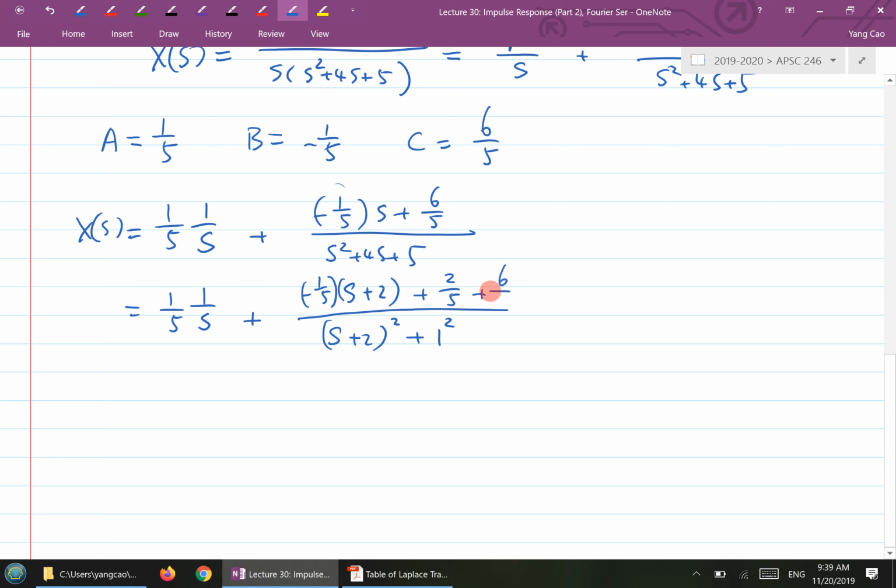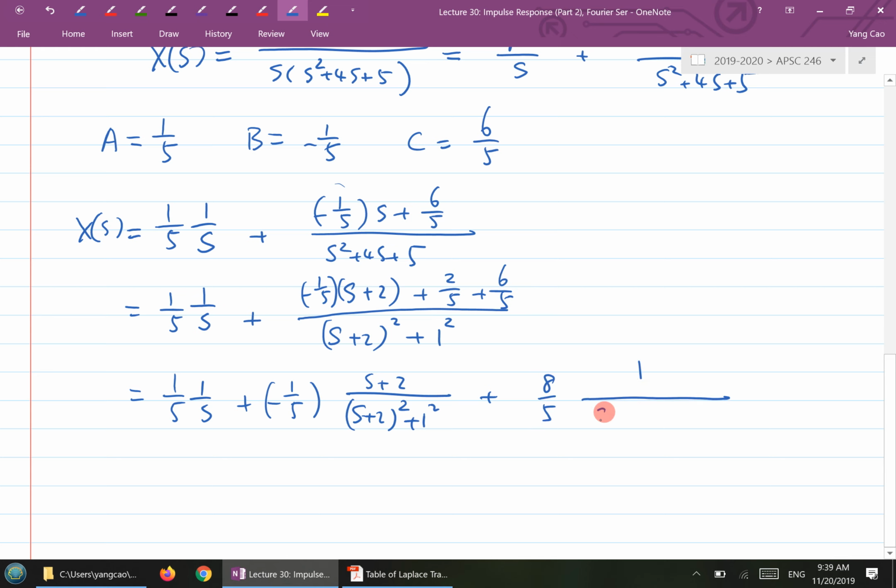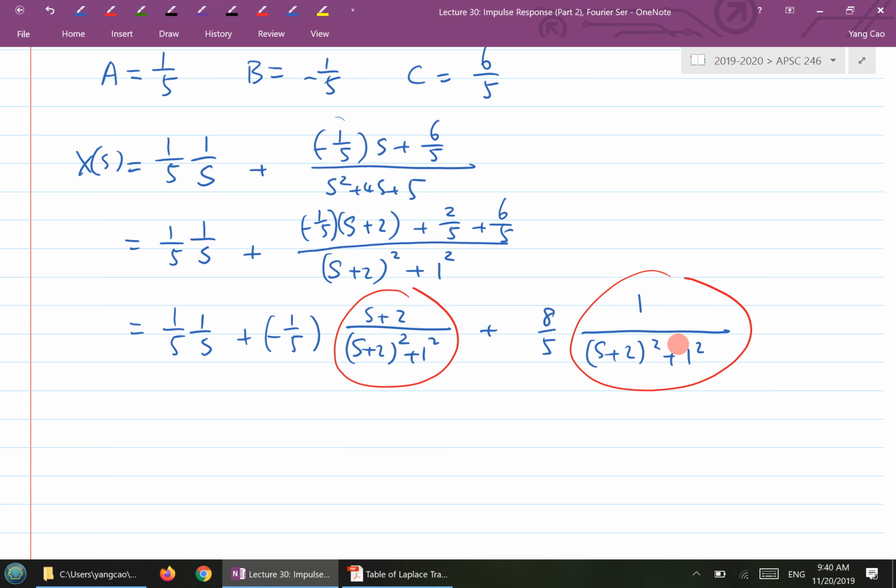s, and then 6/5. So this time I can separate the second term into two terms. One is (s plus 2) over (s plus 2) squared plus 1 squared. The other one is 8/5, leaving 1 at the top. So this time you have exactly the same format as what's in the Laplace transformation table. So you're ready to take the inverse now.